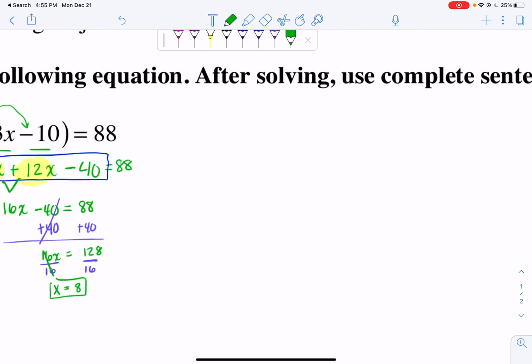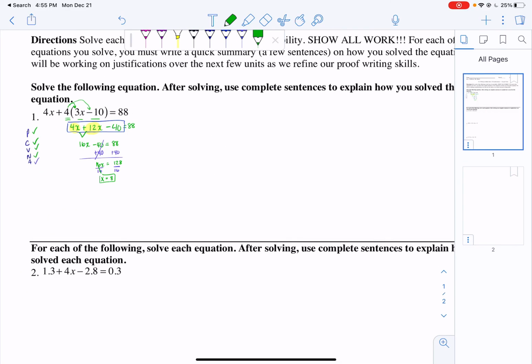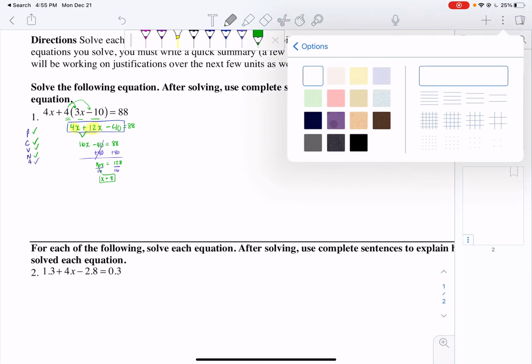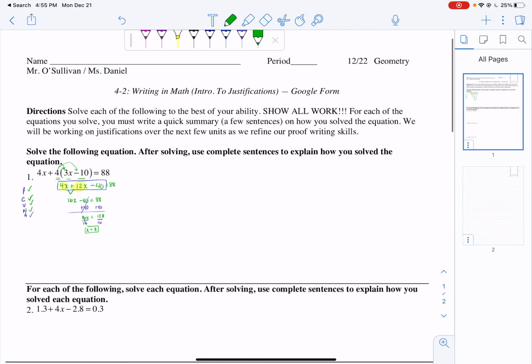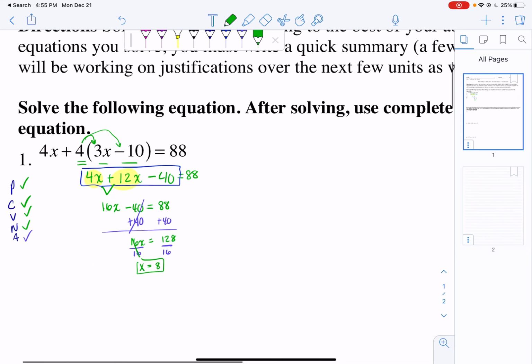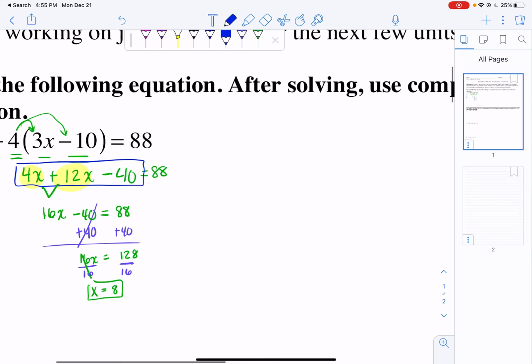So let's do bullet number 1. I think there's a way I can put lines on here to make it look nicer. Let's see. Is there a way to put lines? No, there isn't. Darn. Okay, so let's look. So, 1.